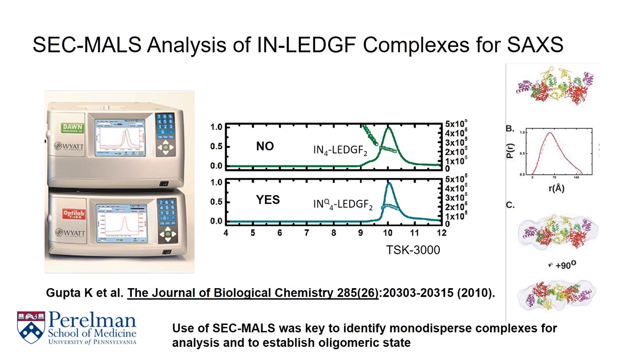Shown in the upper panel is an example of a protein that didn't pass this test, as aggregation properties were observed on the leading edge of the gel filtration peak. However, in the lower panel, you see an example of a well-suited protein for SAXS analysis that was ultimately subjected to study at the synchrotron.